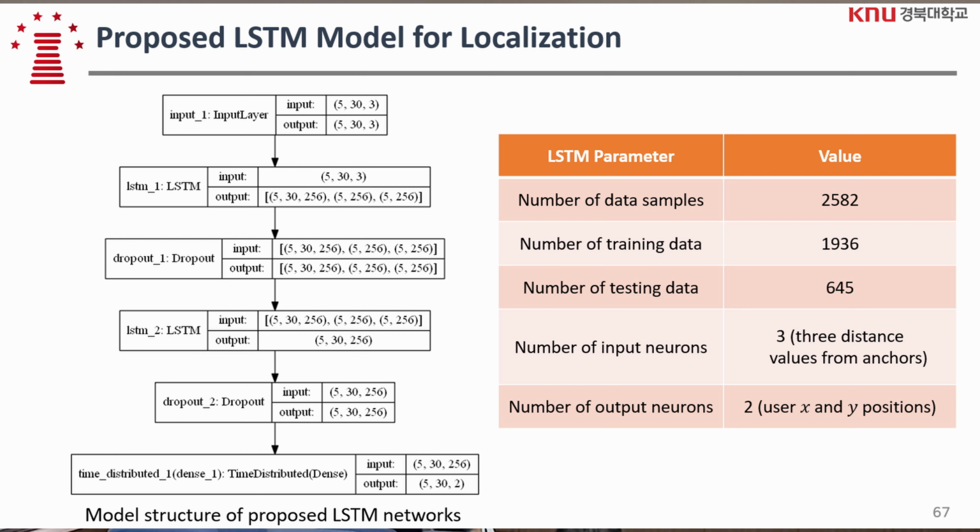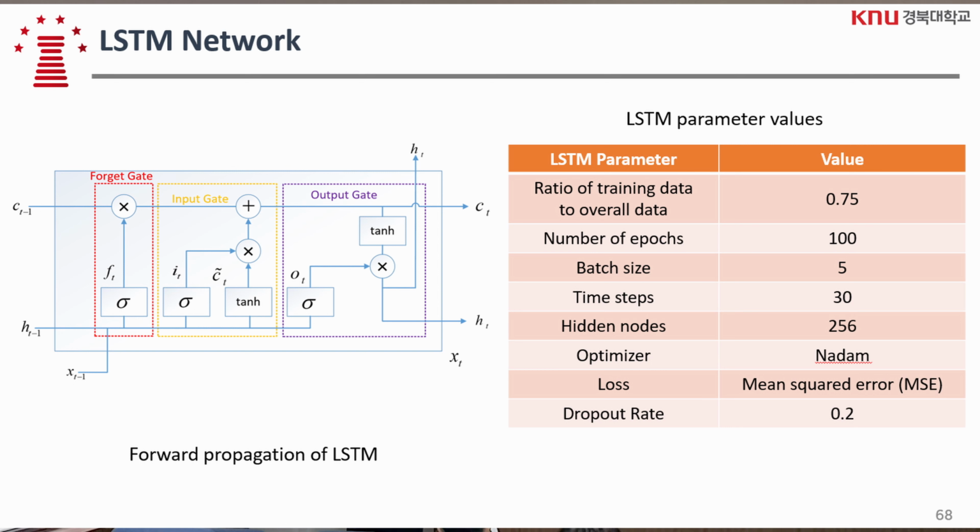Here is the forward propagation of the basic LSTM unit, and here are our LSTM parameter values: the ratio of training data to overall data is 0.75, number of epochs 100, batch size 5, time step 30, hidden nodes 256, the random optimizer, mean square error as the loss function, and a dropout rate of 0.2.